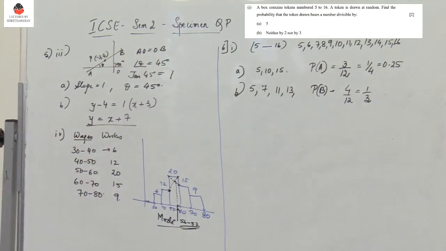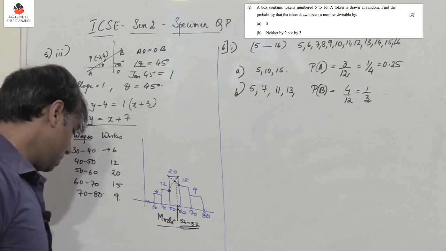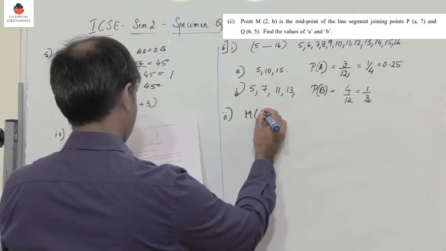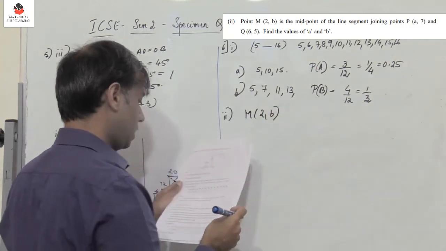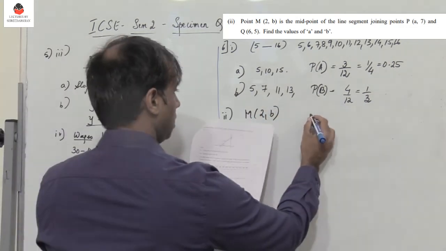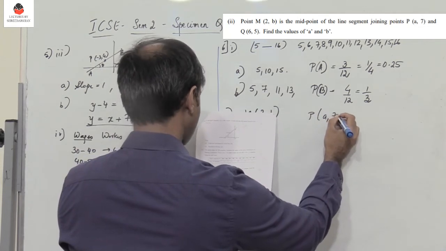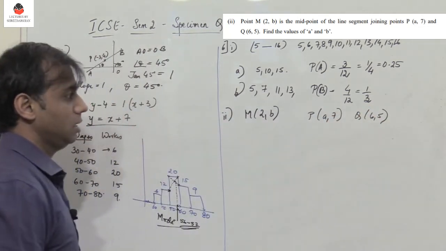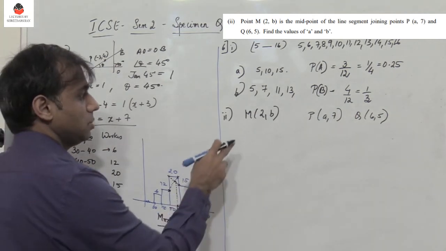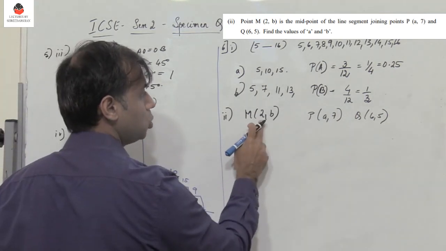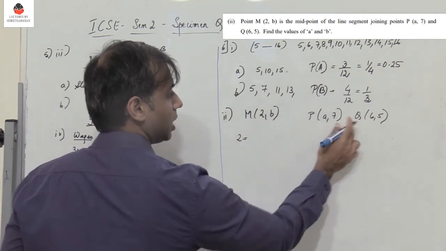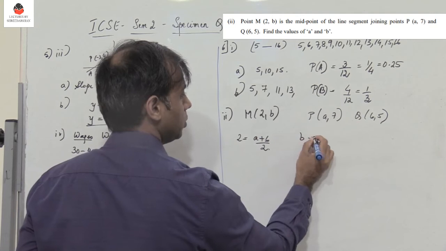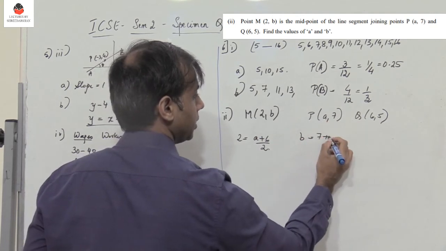Very simple problem. Next one, point M, which is (2, B), is the midpoint of the line segment joining the points P(A, 7) and Q(6, 5). So find A and B, right? So this is the midpoint here. So we know that 2 equals (A + 6)/2 and B equals (7 + 5)/2.